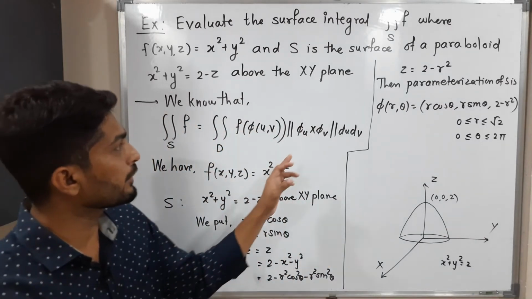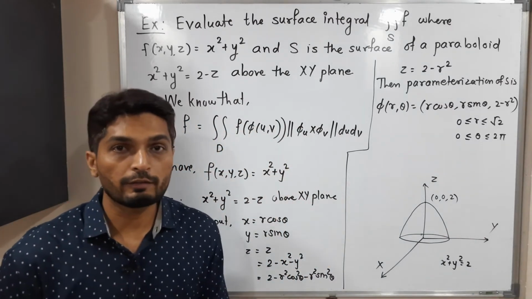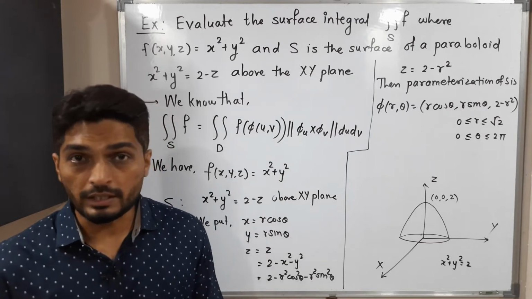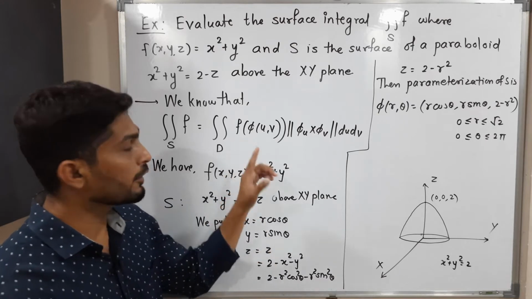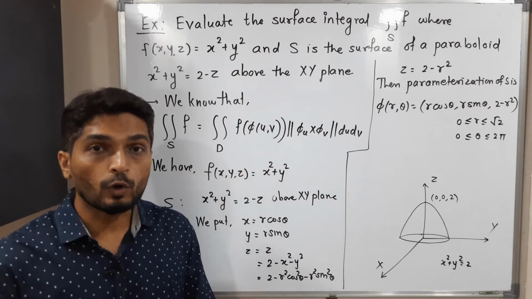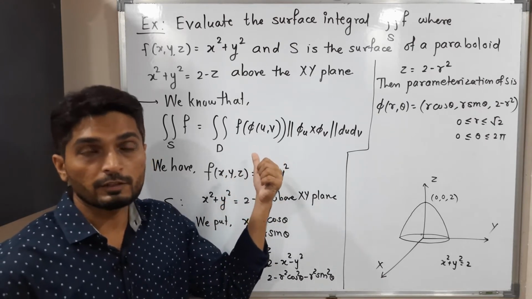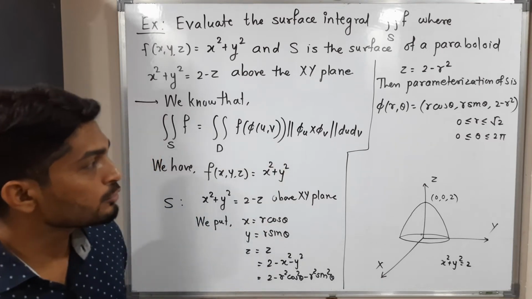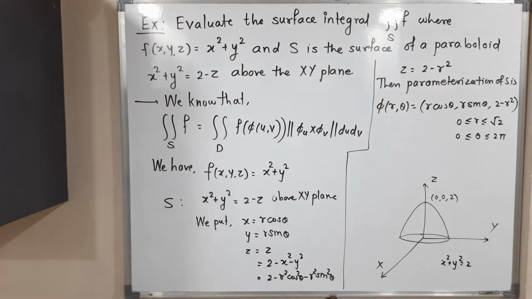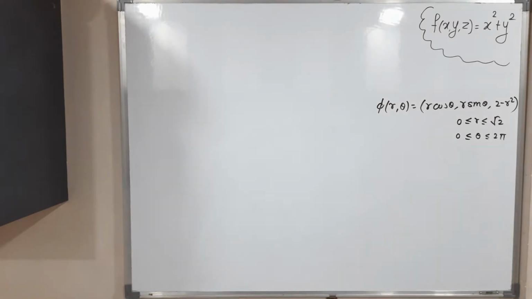Okay, so after that what do we have to find? We have to find the derivative of phi with respect to r, with respect to theta, the cross product, the norm, and f of phi of r theta. After getting it all, we will put all these into the integral, and by solving the integration we will have the final answer. See, there is no more space to write. Make a screenshot of it first, then I will go further. Okay, so let us find these things one by one.